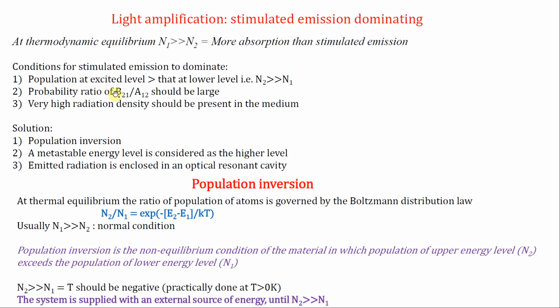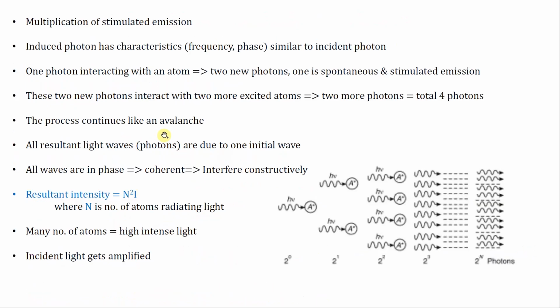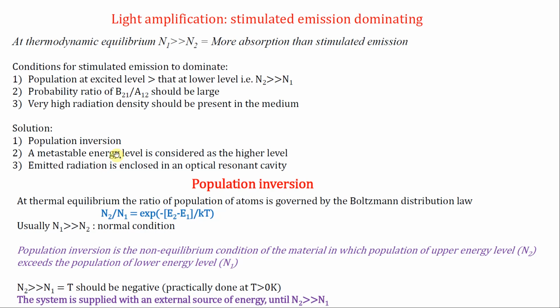Next, the ratio of the coefficients, B21 divided by A12, should be large. And next, you need a very high radiation density within the medium. To achieve these conditions, there are three solutions. First one is known as population inversion. The next is the presence of a metastable energy level. And then you need the emitted radiation to exist within an optical resonant cavity. So let's understand these one by one.